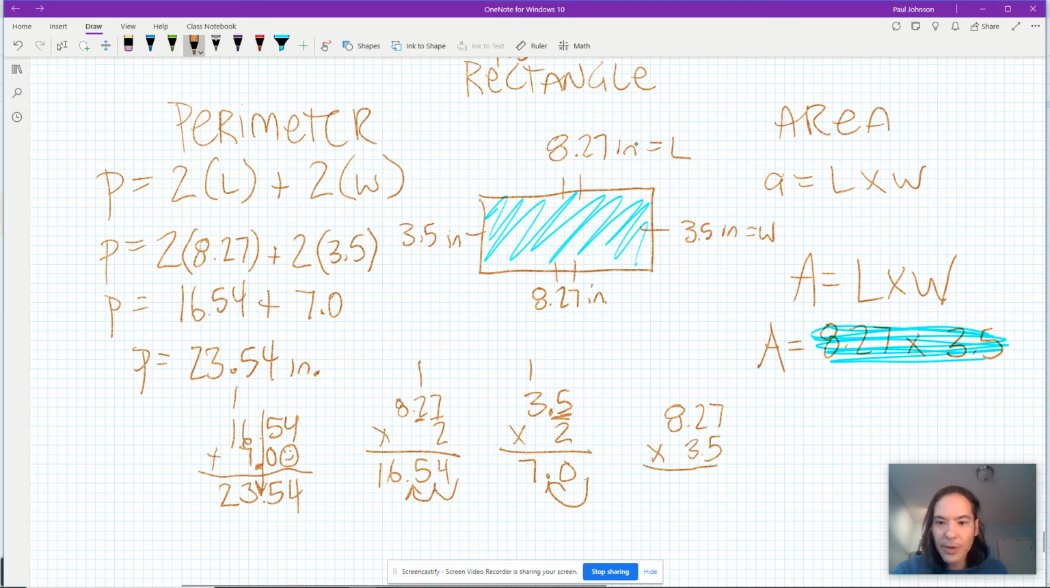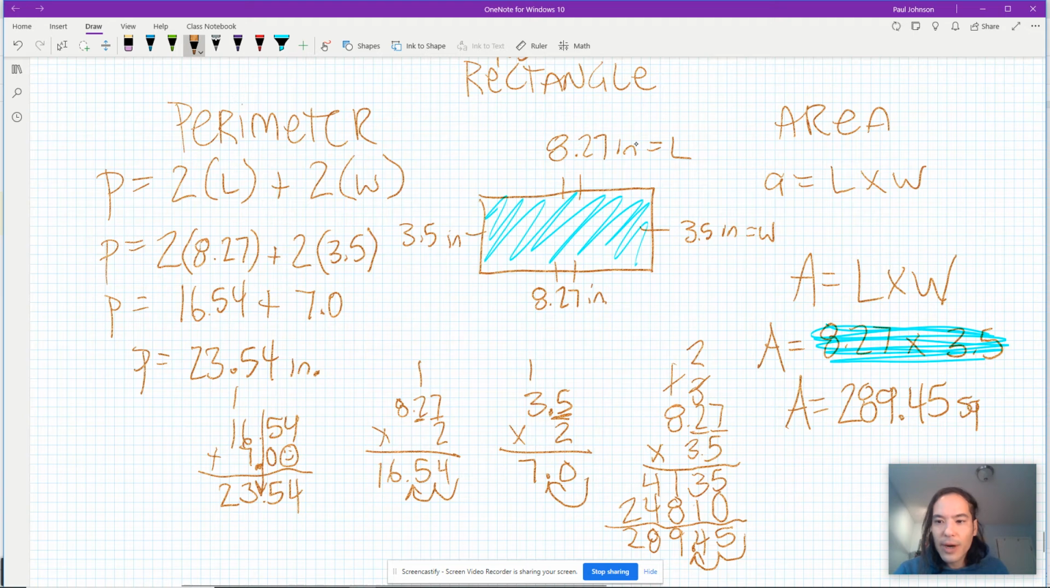Remember, when you're multiplying, you don't need to line up the decimal points. Just make sure the number with the most digits is on top. 5 times 7, 35. 5 times 2 is 10, 11, 12, 13. 5 times 8 is 40 plus 1. All right, second line, ones place, 0. 3 times 7 is 21. 3 times 2 is 6 plus 2, 7, 8. 3 times 8 is 24. Whoa, this is getting big. This is getting real big. So let's add this all together. All right, I have 2 decimal places, so I'm going to move my decimal point over 2. That is area equals 289 and 45/100 square inches.